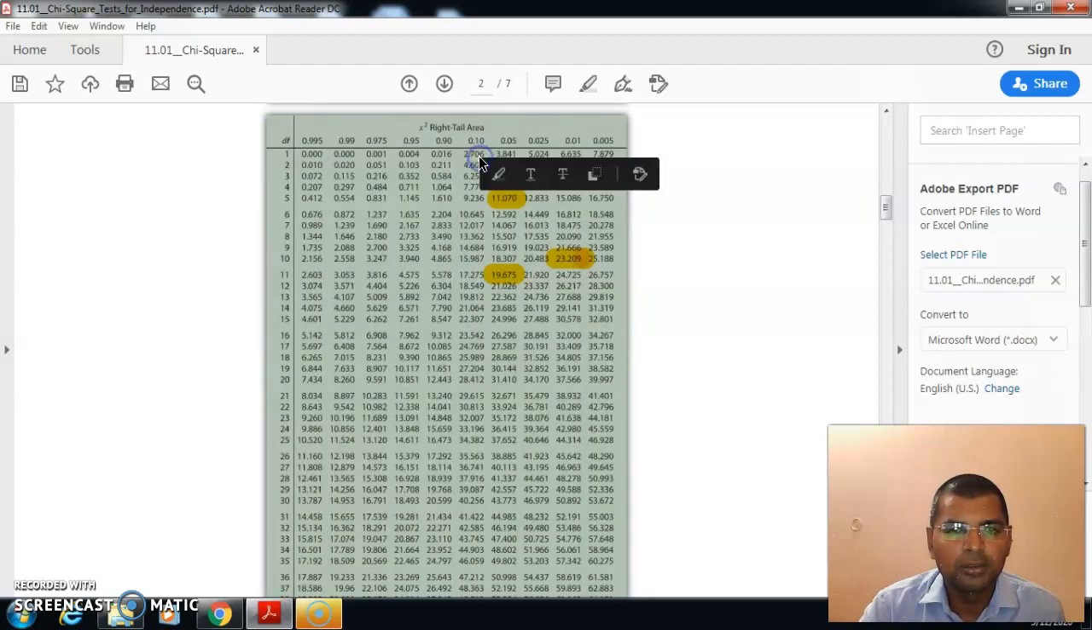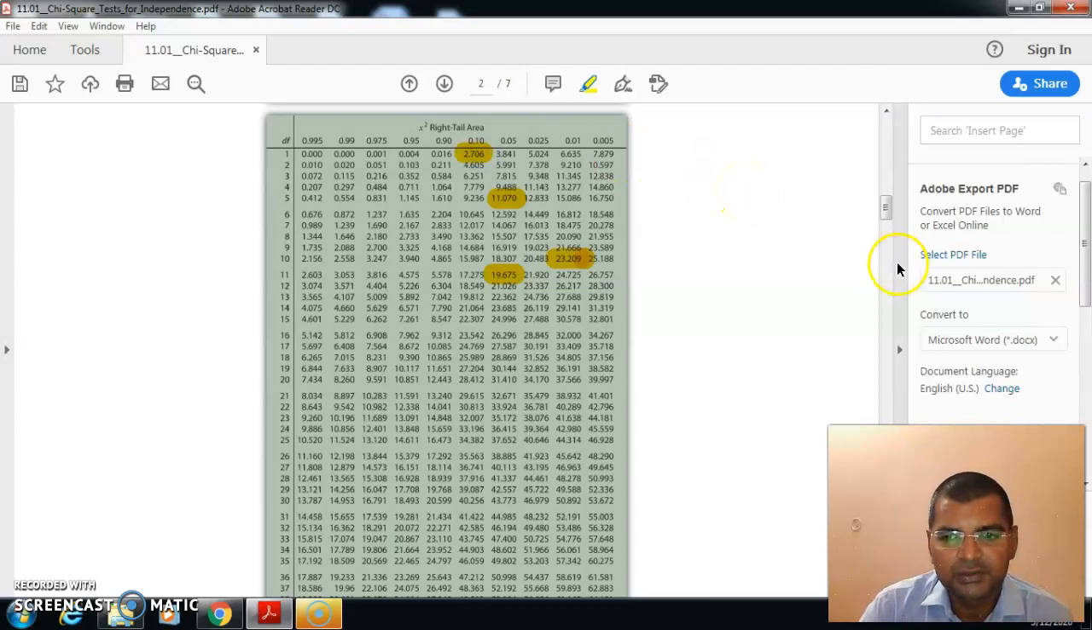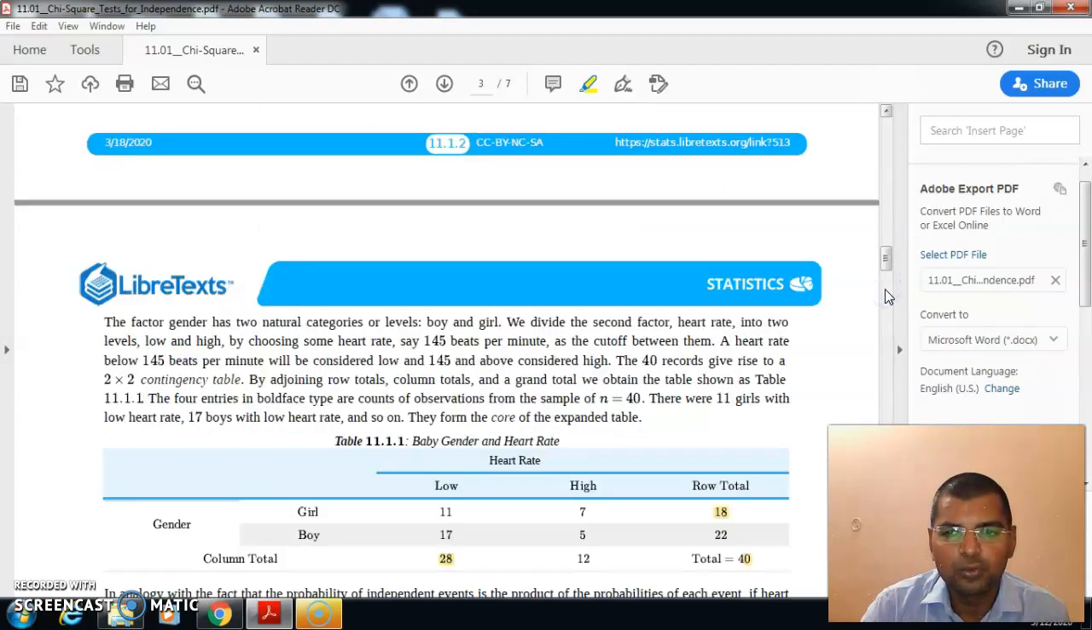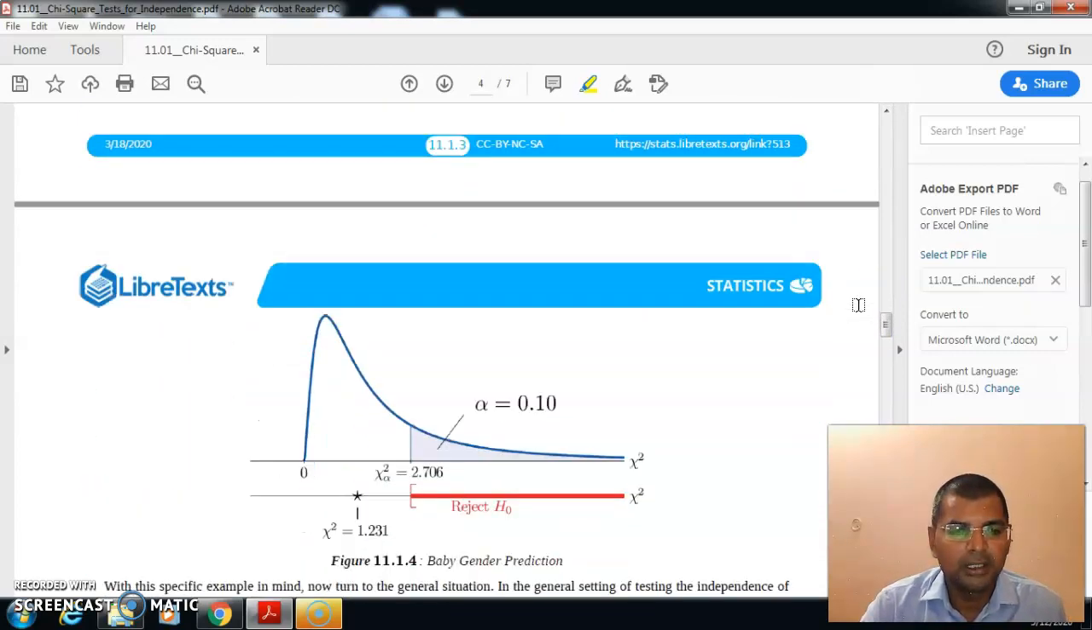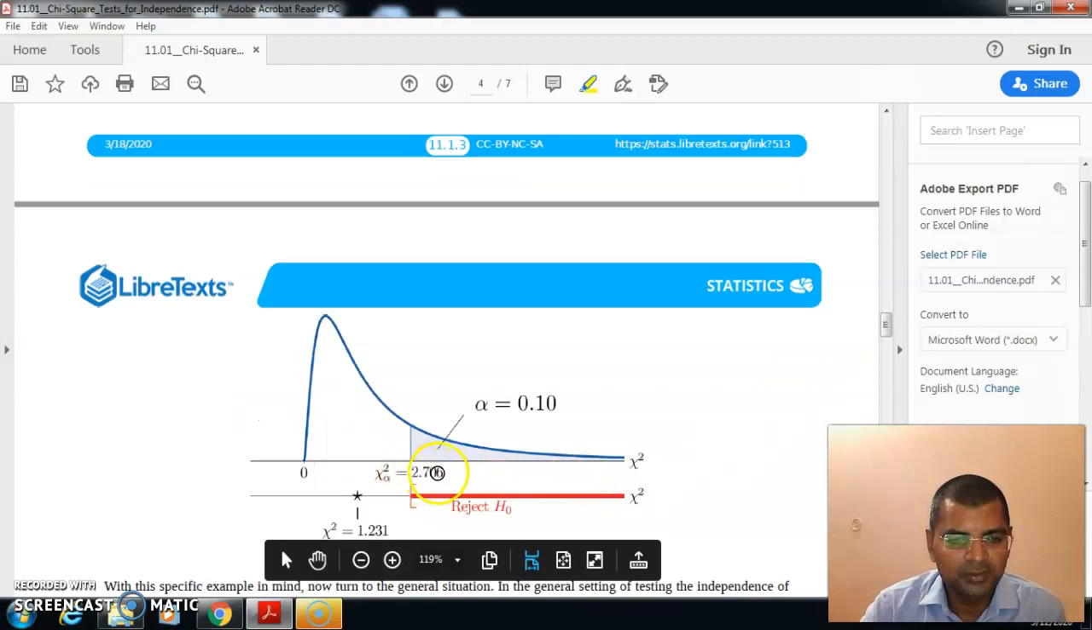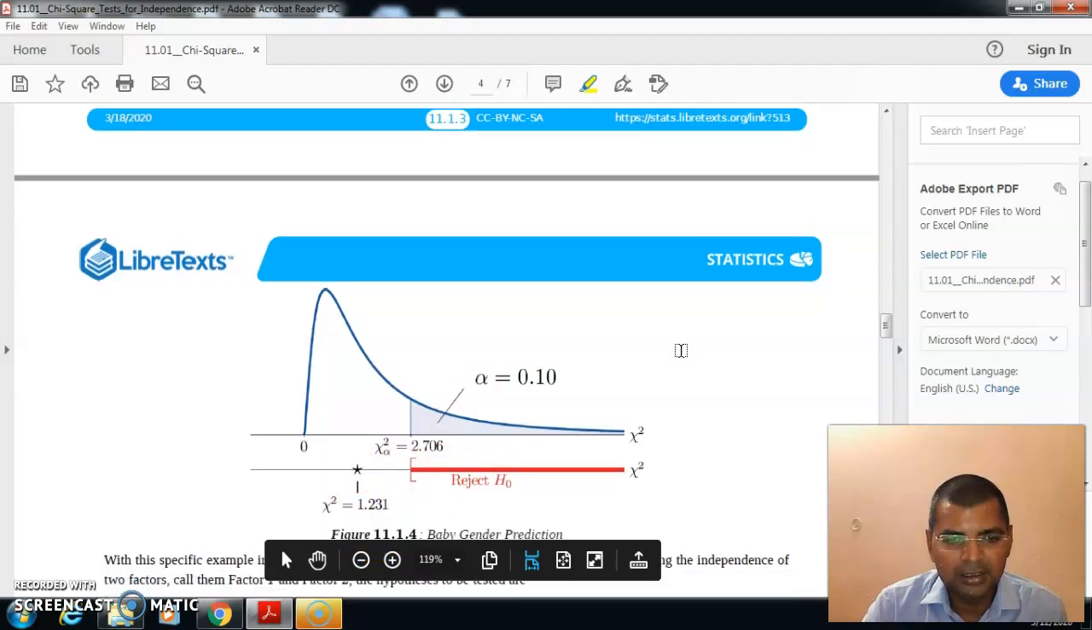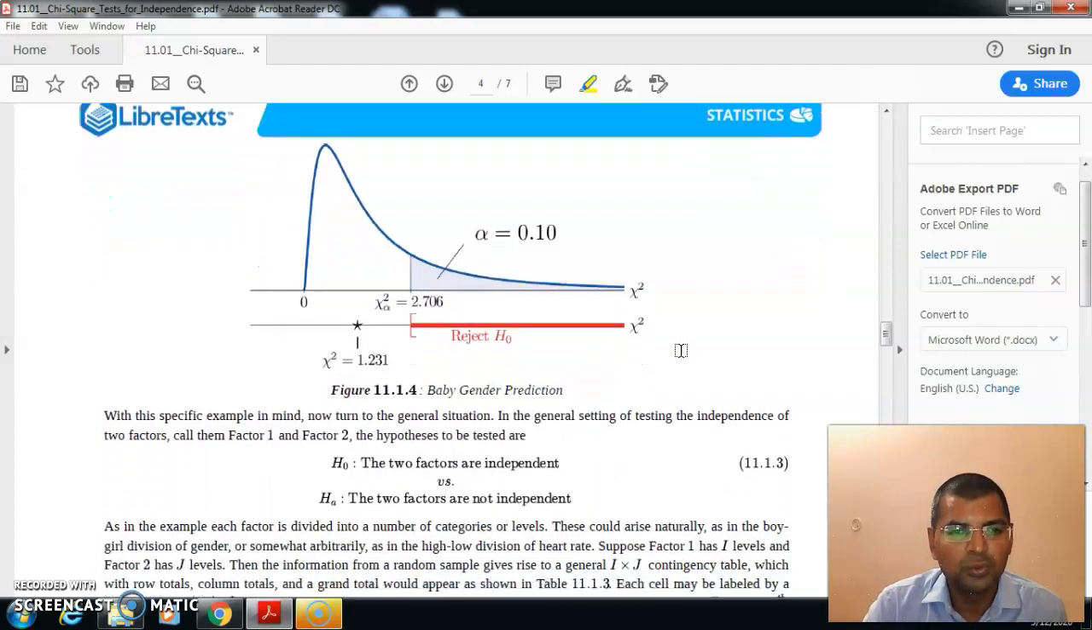This value is 2.706. So our critical value is 2.706 at alpha 10%, 0.10, and the calculated value is 1.231. Now this calculated value is less than our tabulated value or critical value, 2.706.